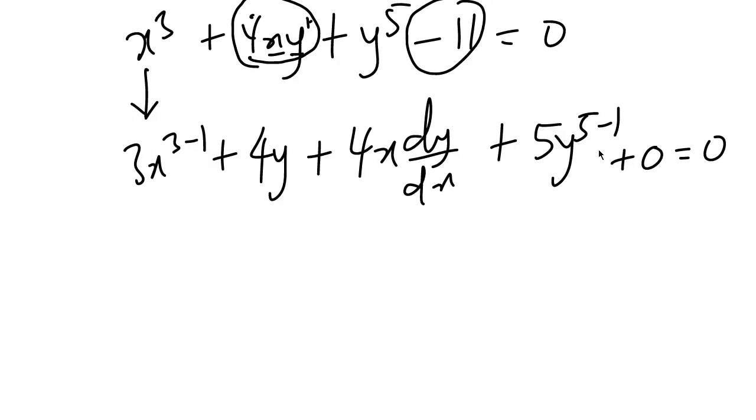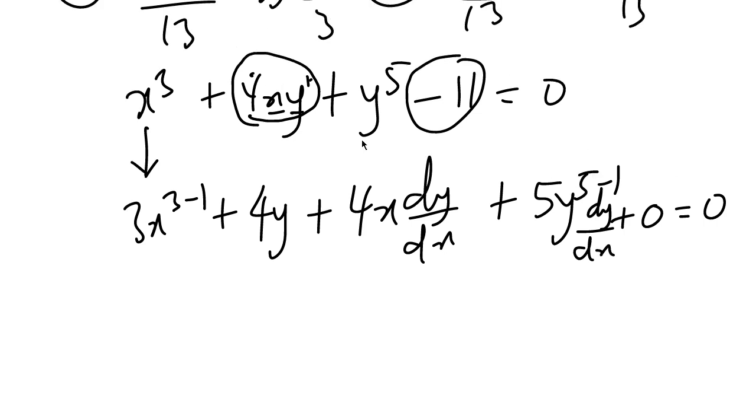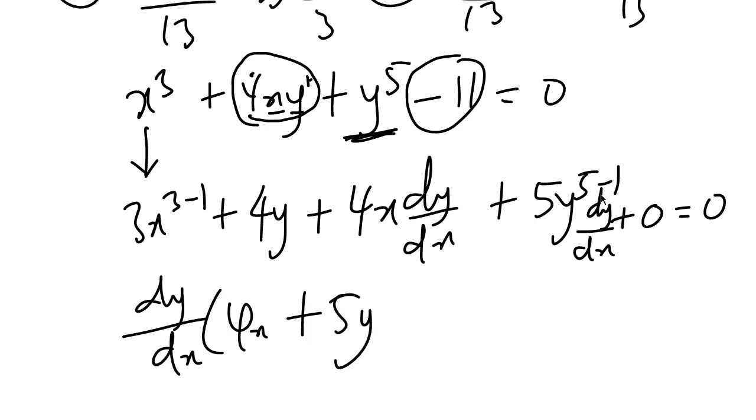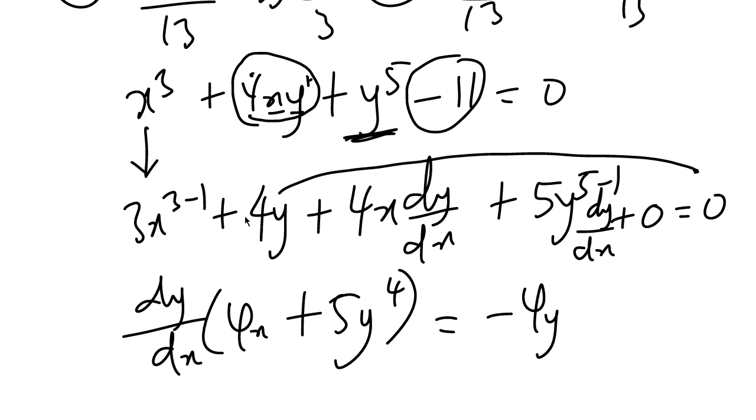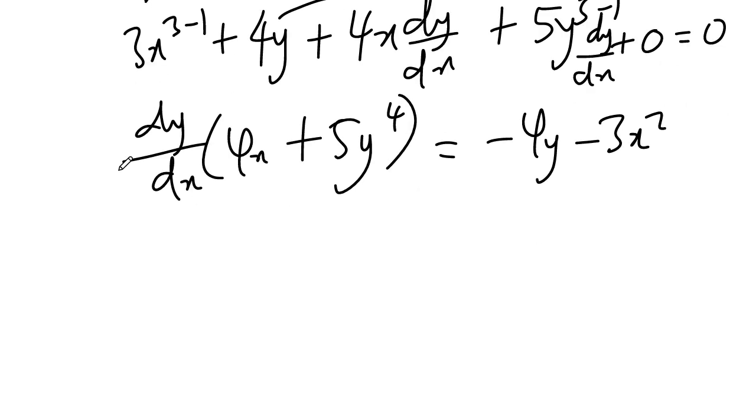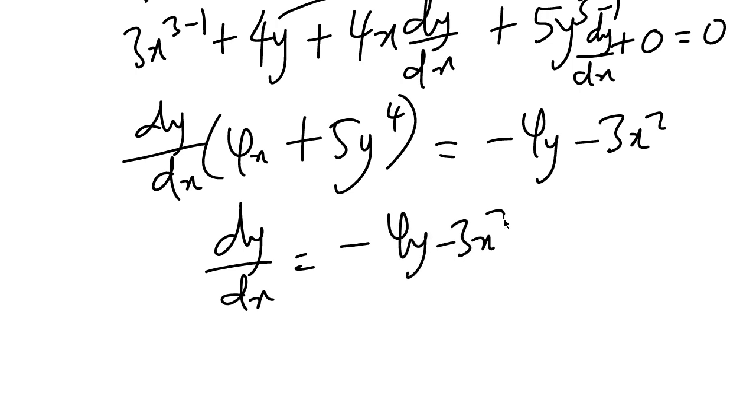So with this, you then attach the dy/dx here, because we differentiated according to y in this part. If you factor out the dy/dx, that will be dy/dx times (4x plus 5y to the power 5 minus 1, which is 4). And that will be equal to negative 4y, because this has moved over to the right hand side of the equation, and then this part is 3x squared. So the 3x squared moves over to become negative 3x squared, and with that, we have that dy/dx is equal to (negative 4y minus 3x squared) over (4x plus 5y to the power 4).